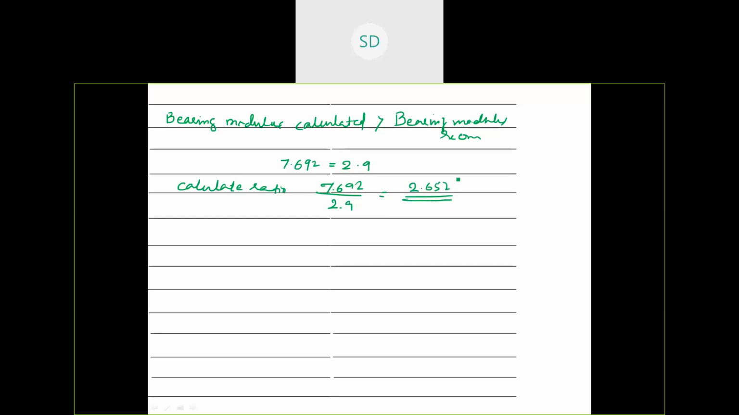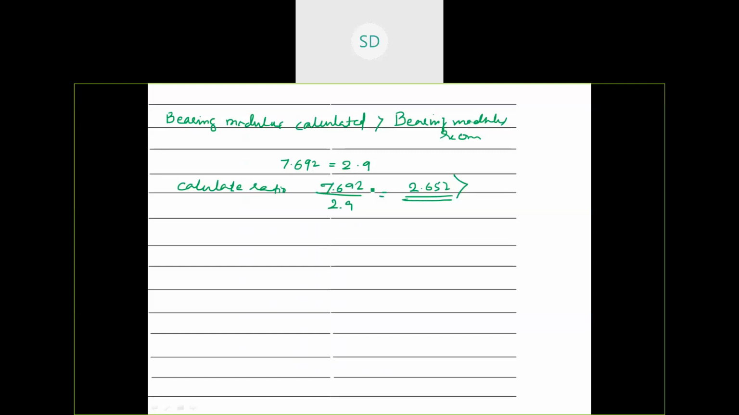Okay, we need to check here. I'll go back again to the data handbook. The minimum value is 2.9, the calculated value is 7.69, and the ratio is 2.652.